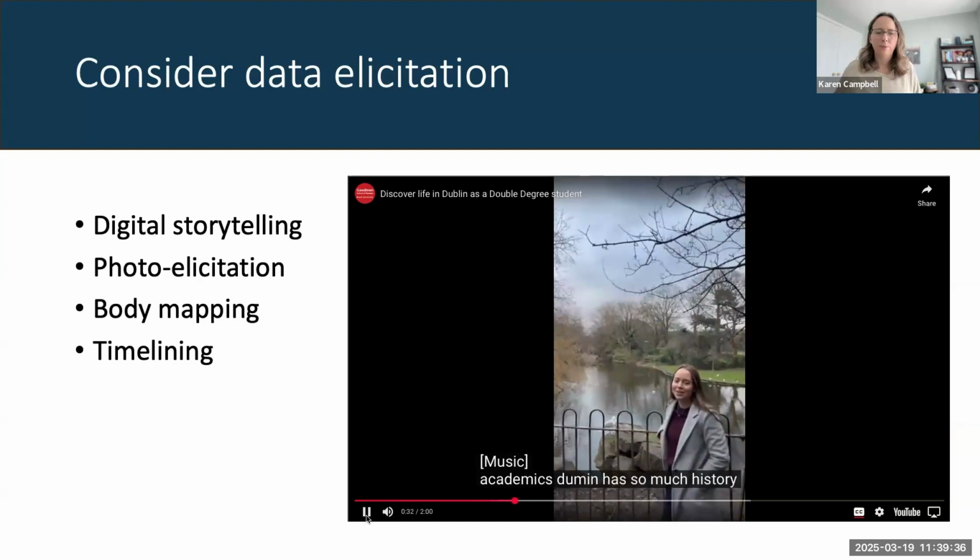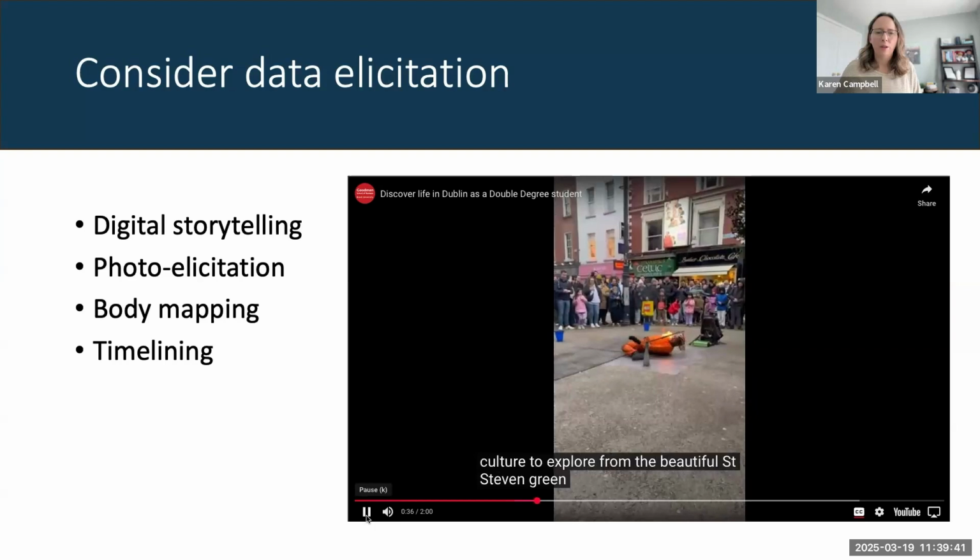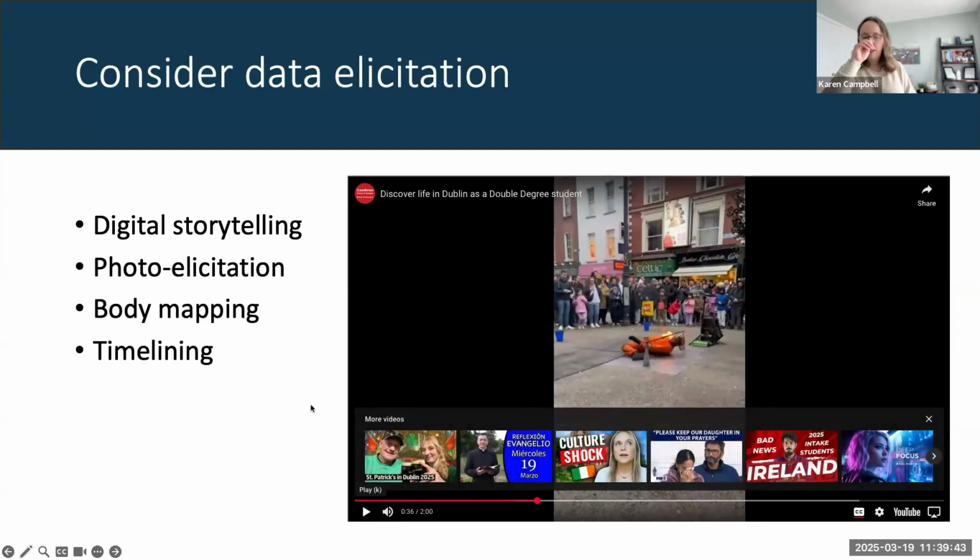Dublin has so much history and culture to explore, from the beautiful St. Stephen's Green. So this is a video that was done by an international student doing a double degree through Brock University and Dublin City University. She's a Canadian undergraduate student currently living in Dublin. What she does is create a digital story about her experiences through academia, as well as the other things that she's able to do during this experience.